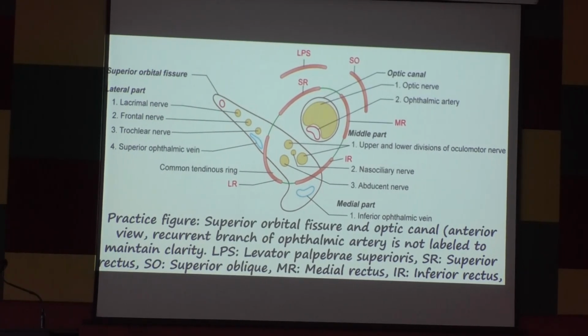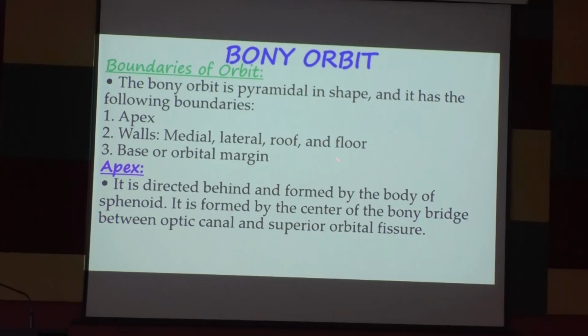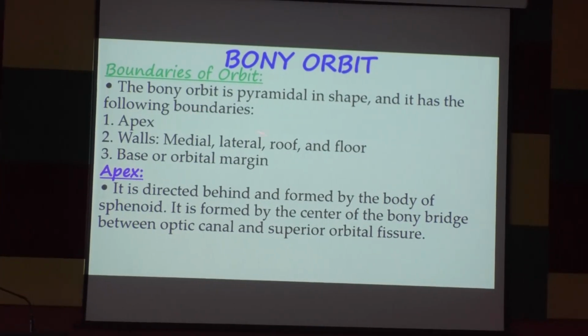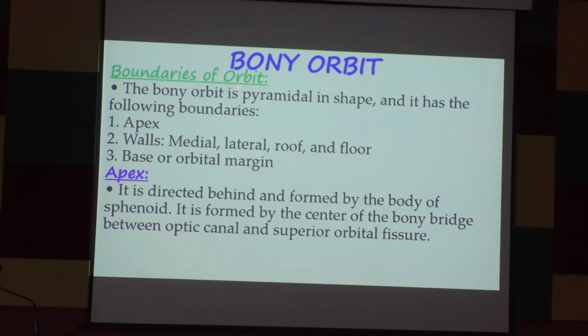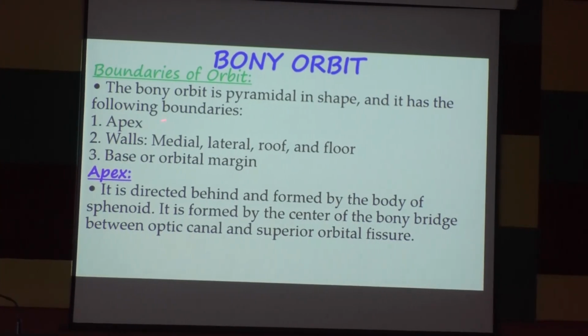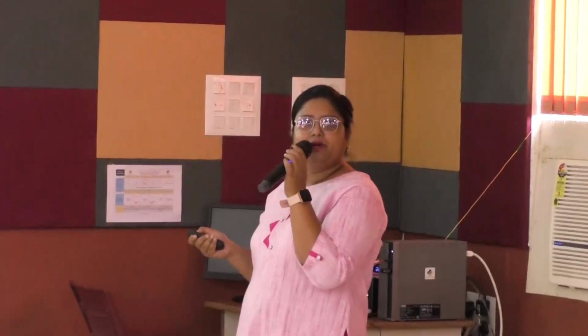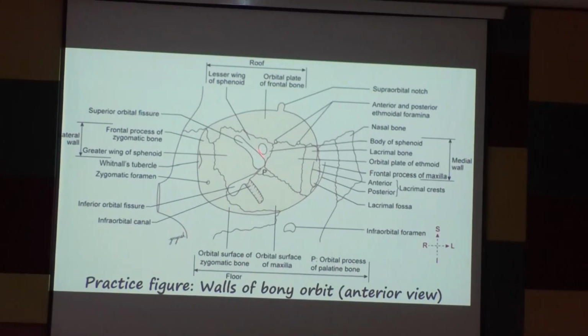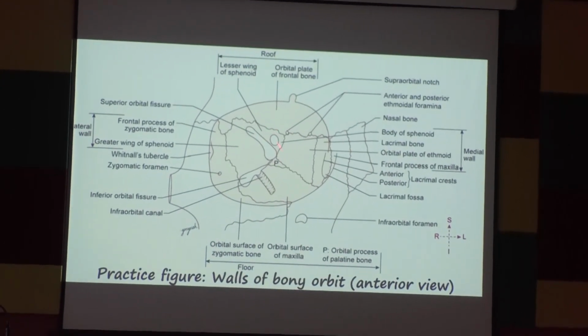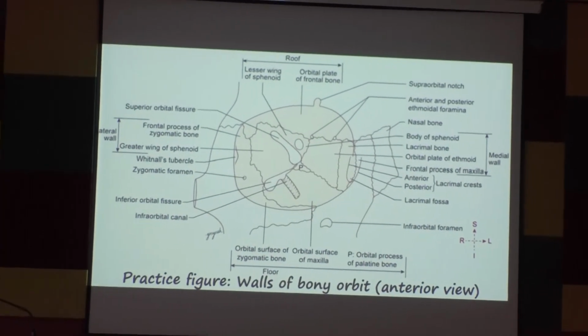Okay. Next we go to the bony orbit. Regarding the boundaries, the bony orbit is pyramidal in shape and has the following boundaries. It has an apex, a base or orbital margin, and four walls: medial wall, lateral wall, roof and floor. Apex. Now we discuss the apex. The bony wall between these two structures forms the apex of the orbit.